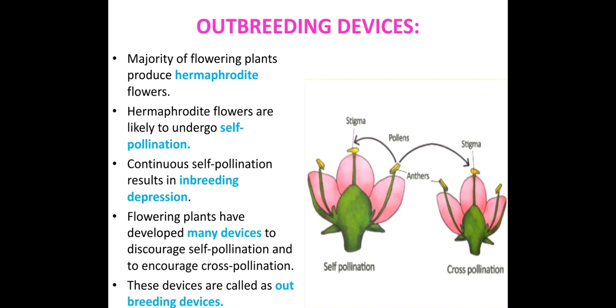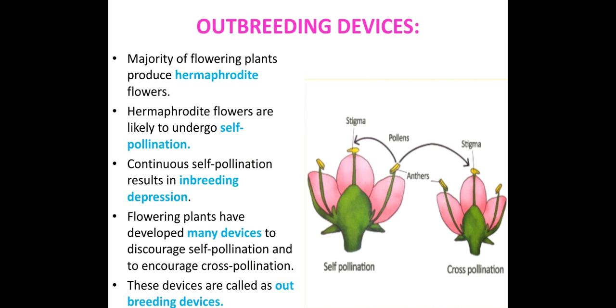In hermaphrodite flowers, what happens is they are likely to undergo self pollination. So what is self pollination? Here you can see in the diagram, it is the transfer of the pollen grains from the anther to the stigma of the same flower. As the same flower has both anther and stigma, they are likely to pass the pollen grains from the anthers to the stigma of the same flower. That is called self pollination. Continuous self pollination results in inbreeding depression.